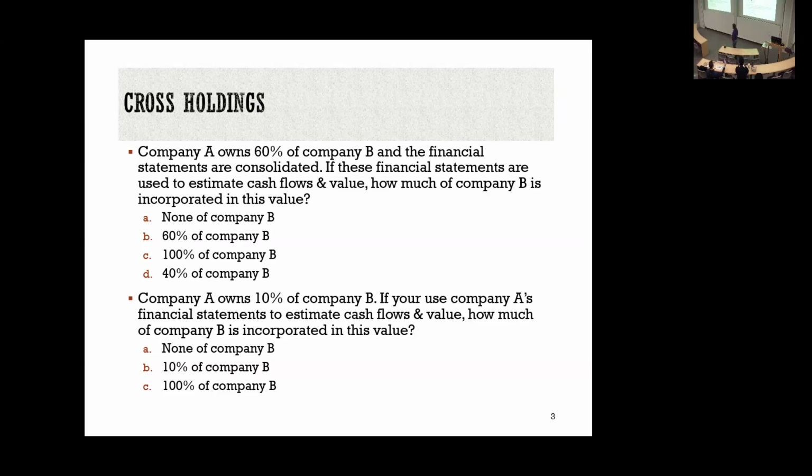Let's assume you have a company. Company A owns 60% of company B. And you're looking at company A's financial statements. So you take the revenues, earnings, exactly the way we've done free cash flow to the firm. How much of company B will be in your value? Do you see what my question is? You've taken the revenues, earnings, cash flows from company A. It owns 60%. Michael, tell me why.